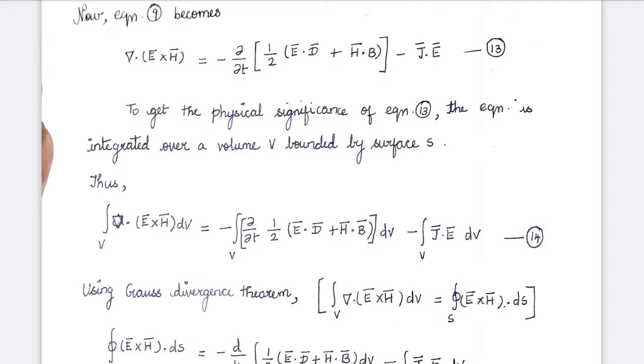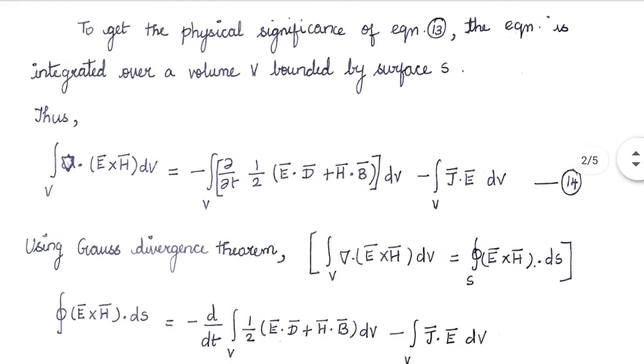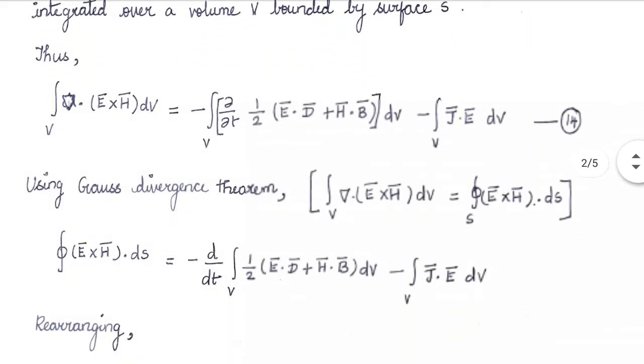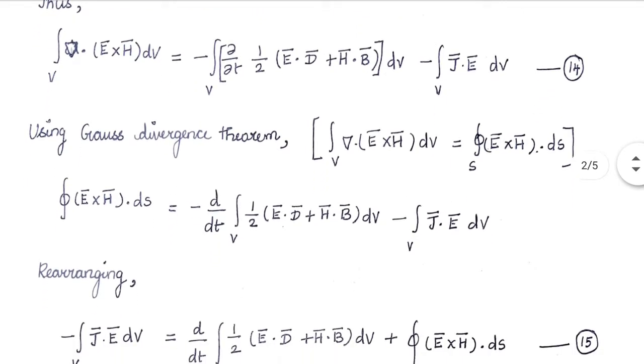On the left hand side, I am going to convert that triple integral into a double integral. For this I am making use of the Gauss divergence theorem. According to the Gauss divergence theorem, the integral over V of del dot E cross H vector can be written as a closed integral over a surface S of E cross H dS. Now we are substituting this value in the left hand side of equation 14.